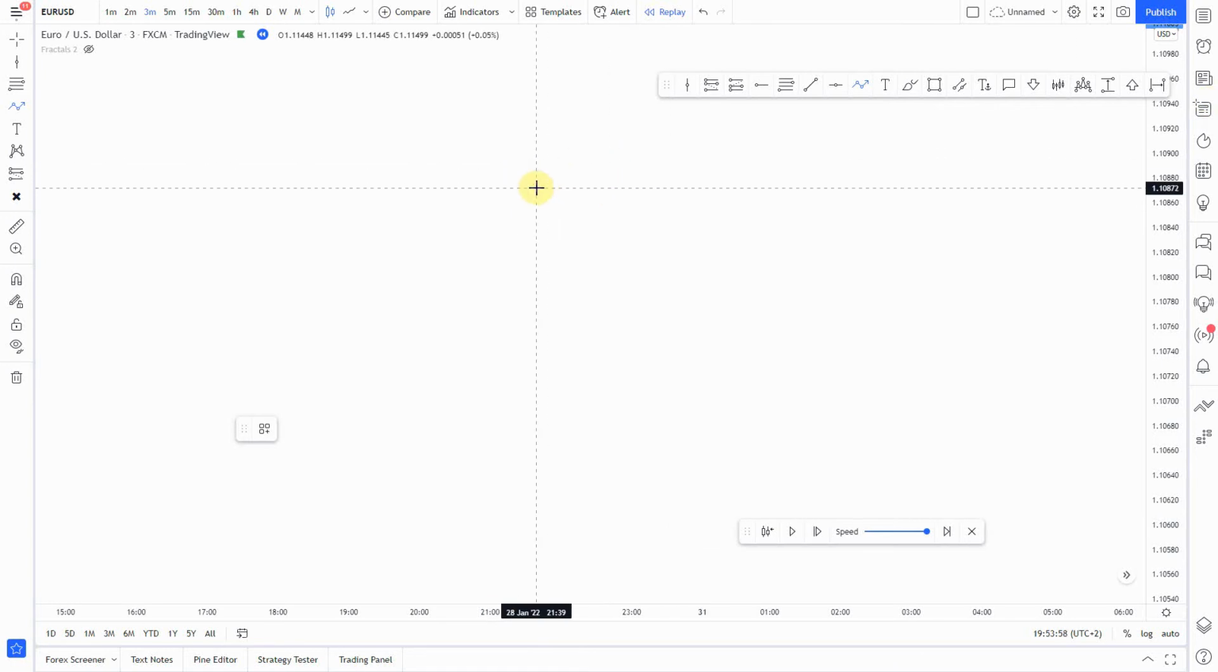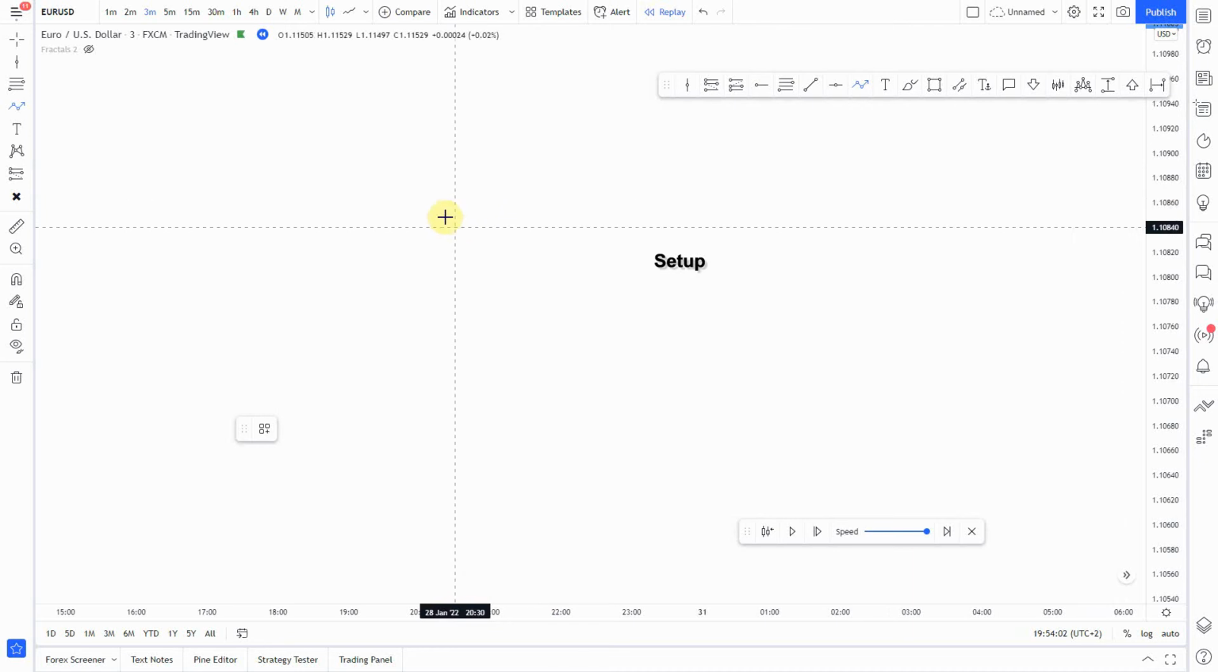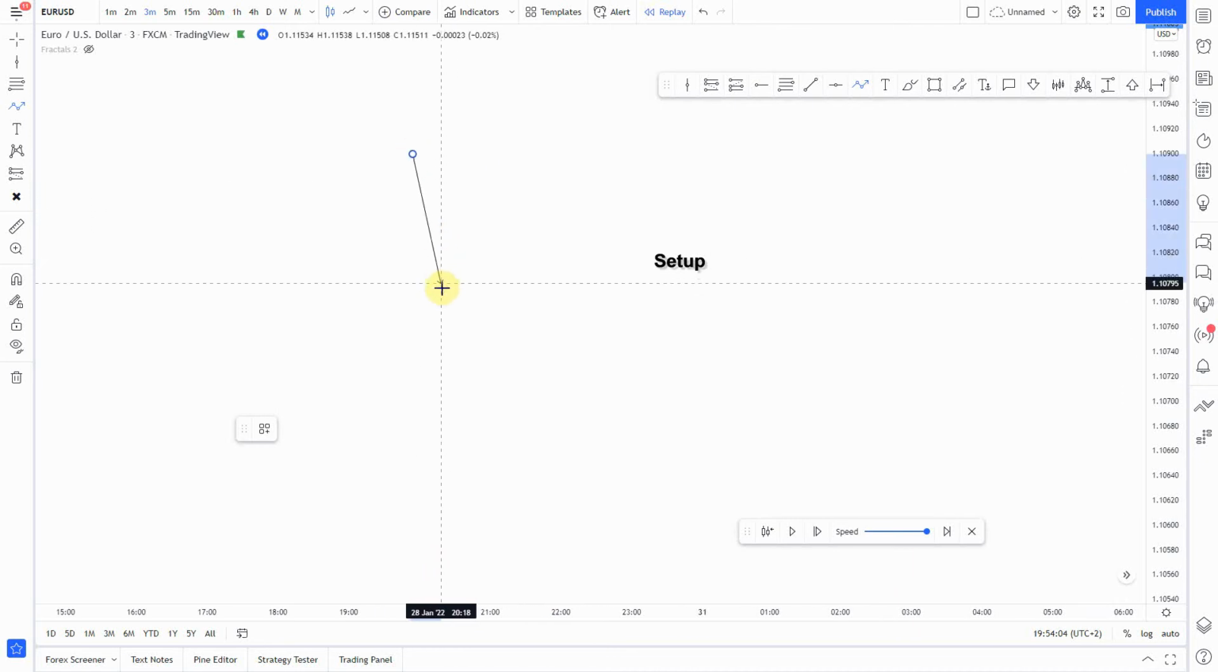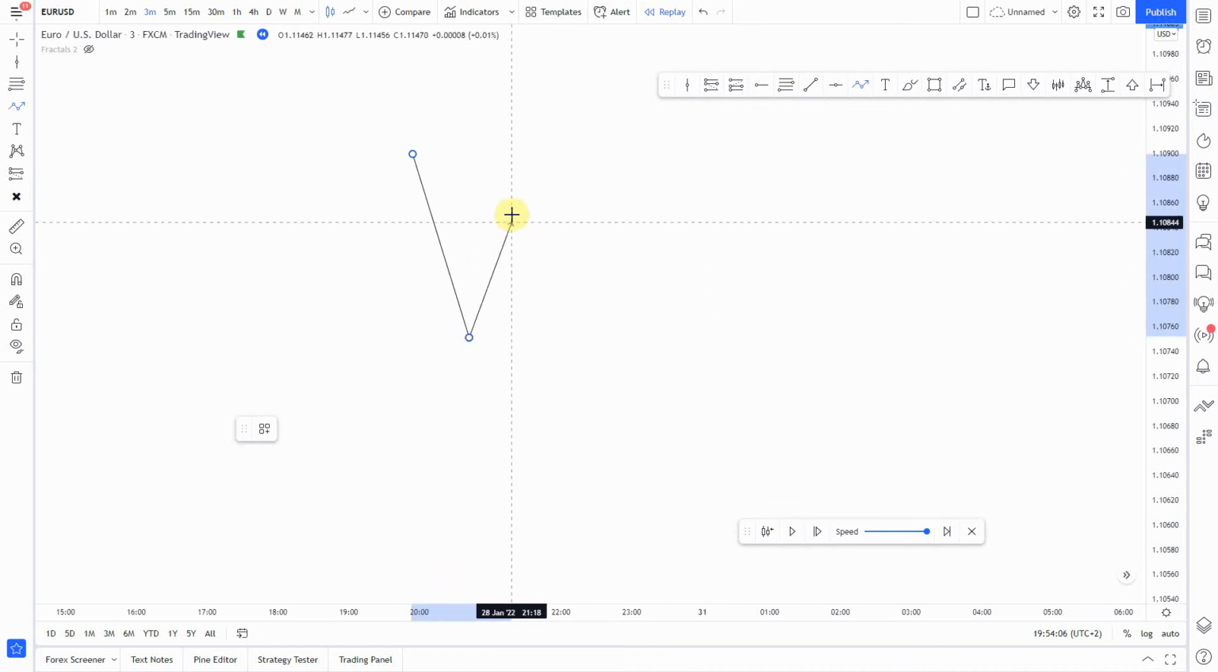Now let's look at the setup, right? The setup is very important, okay? So for any downtrend, this is a downtrend. We would know that in a downtrend you'll have lower highs and lower lows, right? I'm not sure whether it's higher lows or lower lows, or it's lower lows and lower highs, okay?